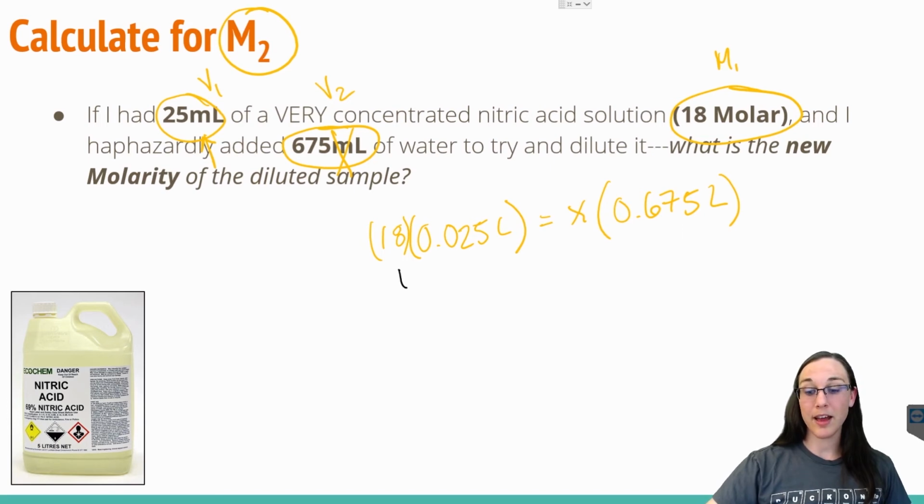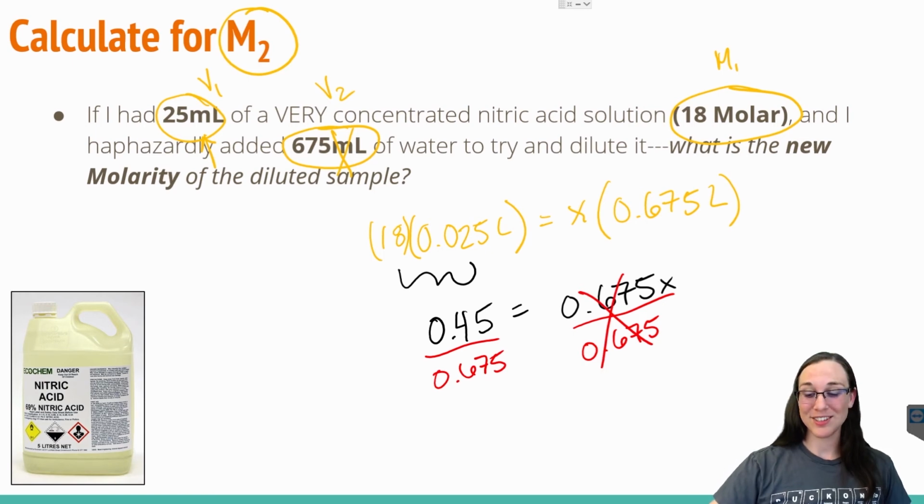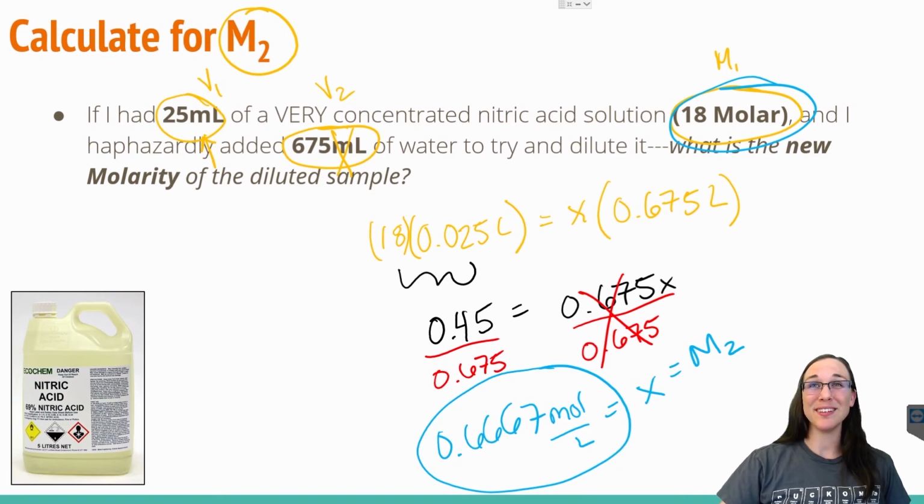When we multiply these two values together, we get 0.45, and we set that equal to 0.675x. In order to get x alone, we need to divide off the 0.675 from both sides. And we have a final answer of 0.666 repeating, so 6667, and that would be in units of moles per liter, equivalent to our X, which was our M2. In other words, after this very large and haphazard dilution, I would go from having an 18 molar stock solution to less than a molar of diluted solution.